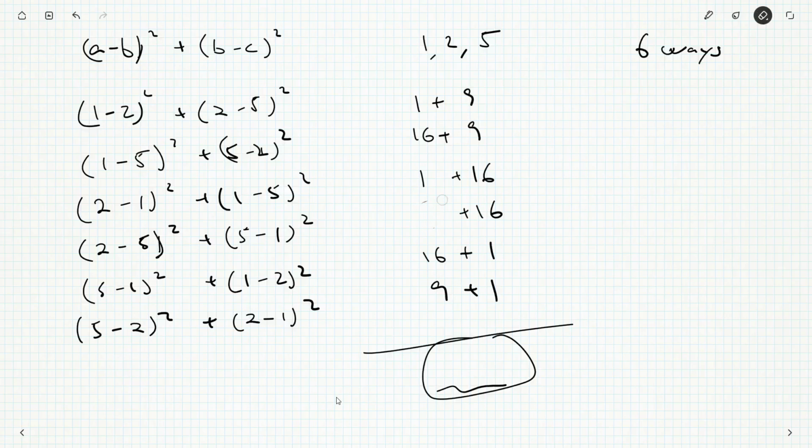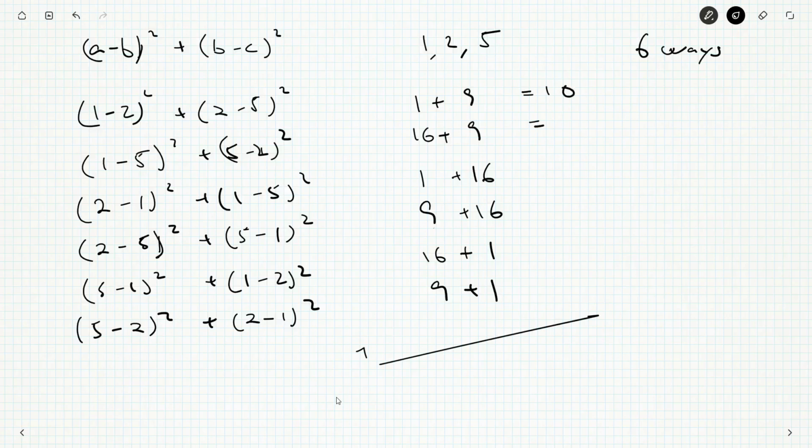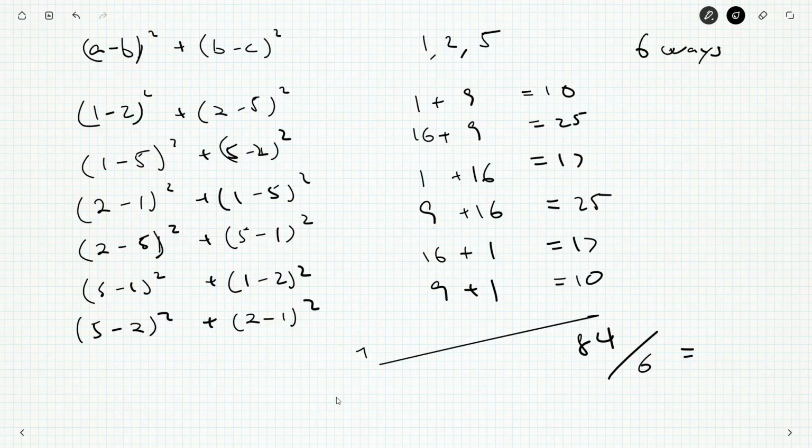Okay, so notice a few things. What we've got here is 1, 9, and 16 all over the place. And so we can actually add these up. There's 10, 25, 17, 25, 17, 10. 2 10s, 2 17s, 2 25s. 10 and 17 is 27, plus 25 is 42, so we're going to have 84. Divide that by 6, and we will have 14.